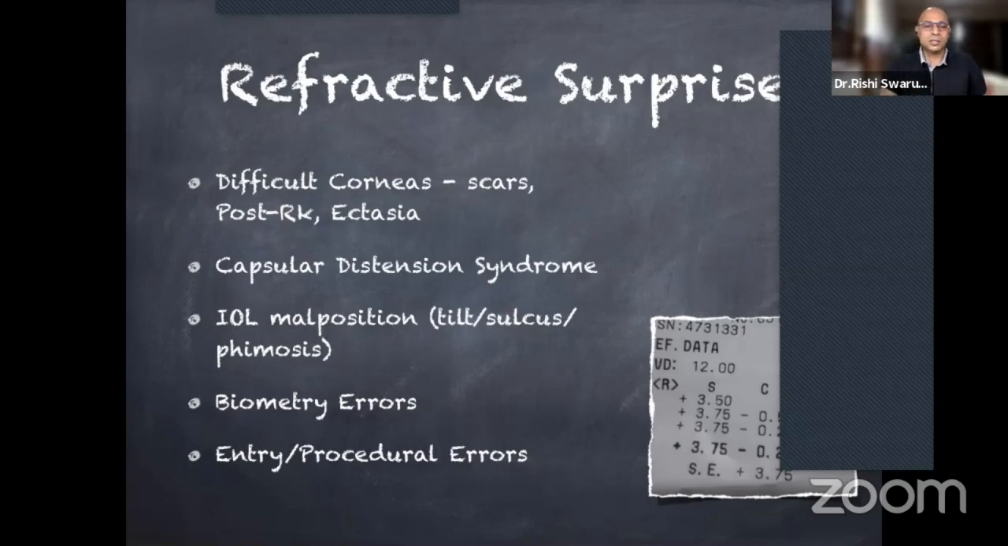One of the common causes that we see in the clinic is a capsular distension syndrome, which is basically you're left behind some viscoelastic in the bag, and that works like a myopic lens and causes a myopic shift. IOL malposition, so if your lens is partly in the bag, partly in the sulcus, or it's in the sulcus instead of being in the bag, or if you've had a fibrosis of the capsule and your lens position has changed, all of these can cause refractive surprises. Biometry errors, of course, can be one of the main reasons, and in all probability, that is the cause. And of course, entry or procedural errors. If you've put the data in wrong, obviously your result will come out wrong.